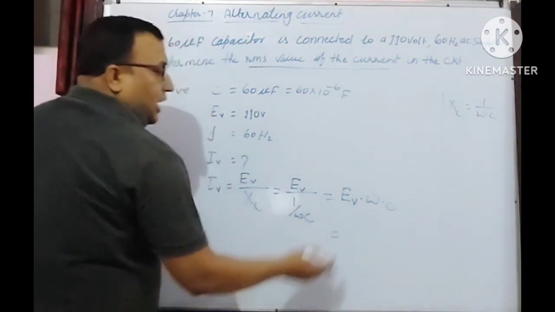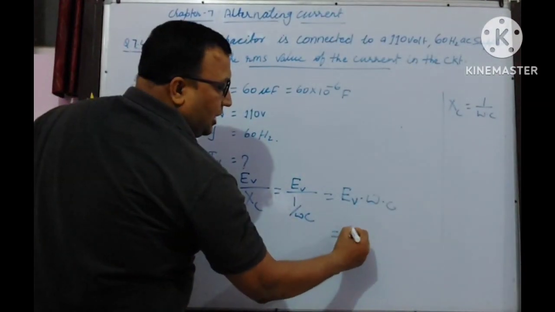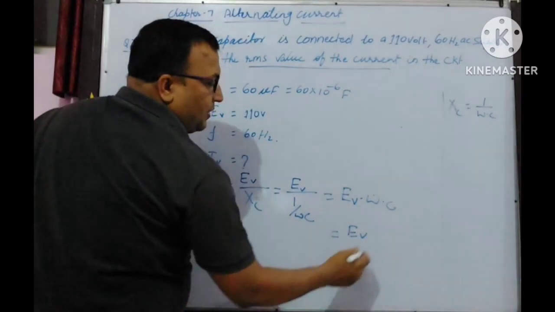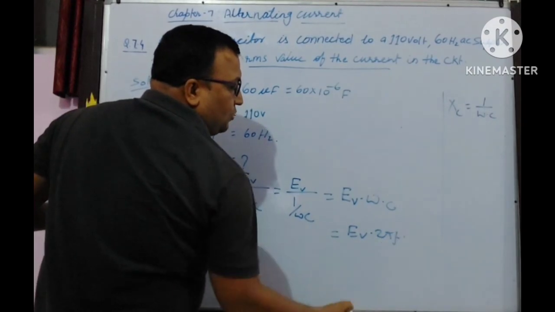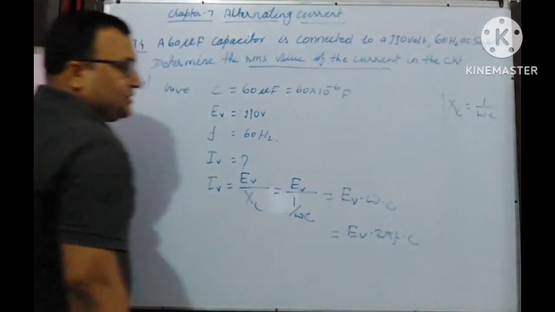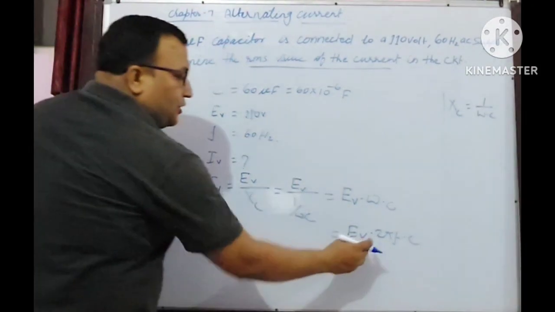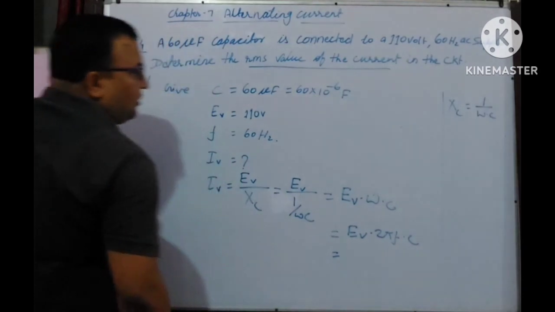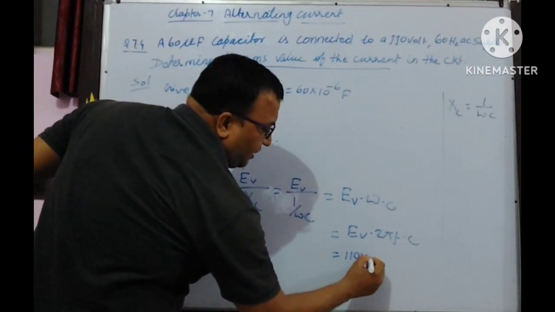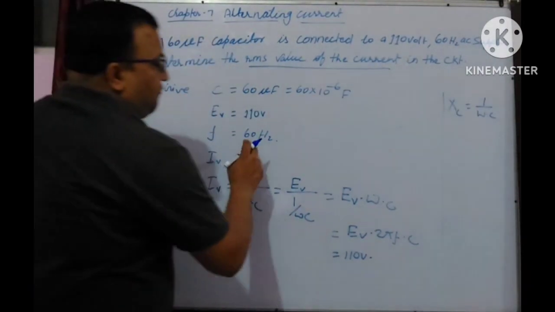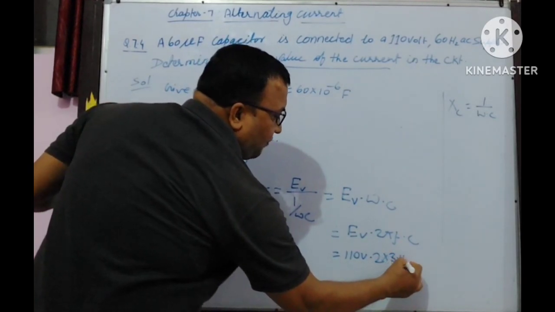Okay? Now again elaborate this formula. So what are we getting? We are getting EV into omega, 2 pi F, into the capacitance C. So this one is our formula. Now put the values. When we are putting the values, EV is mentioned as 110 volt. Very nice.